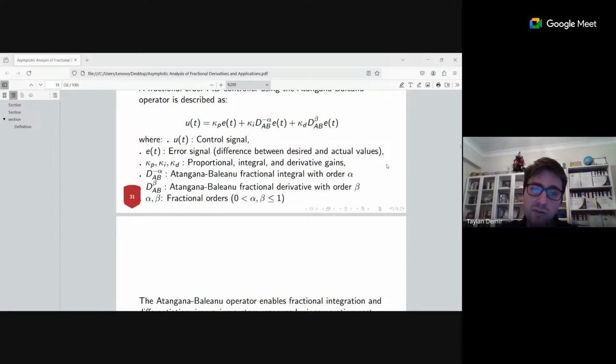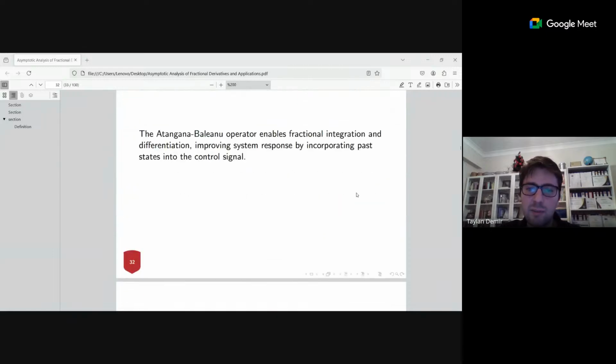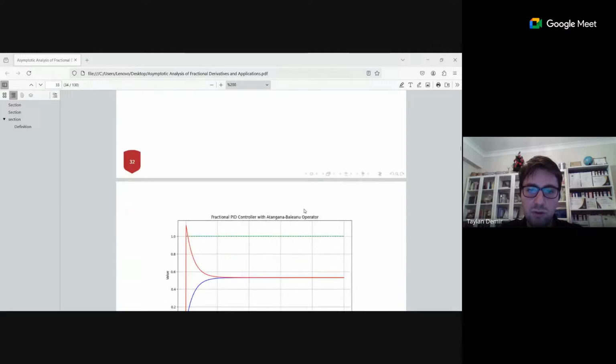But I want to say alpha and beta are defined between 0 and 1. Alpha and beta may be 1, but never greater than 1. Atangana-Baleanu operators enable fractional integration and differentiation, improving system response by incorporating past states into the control signal.